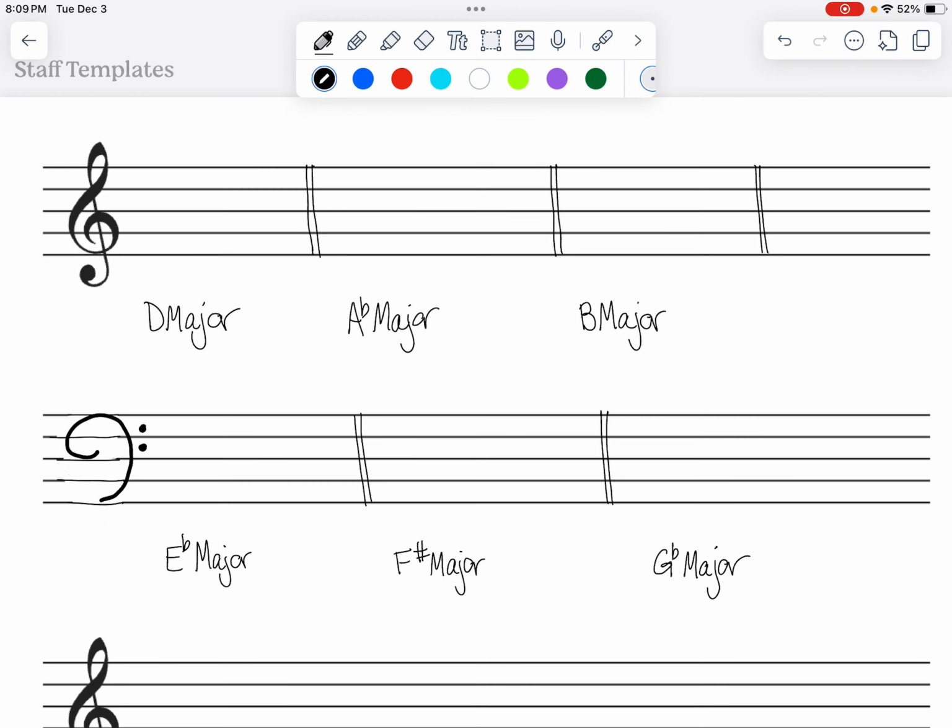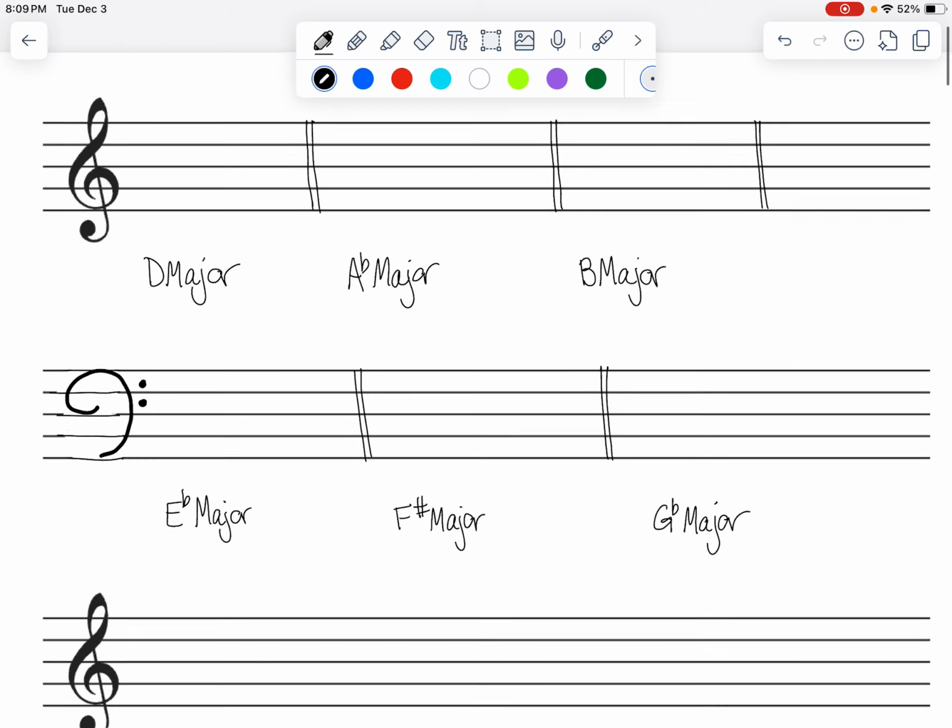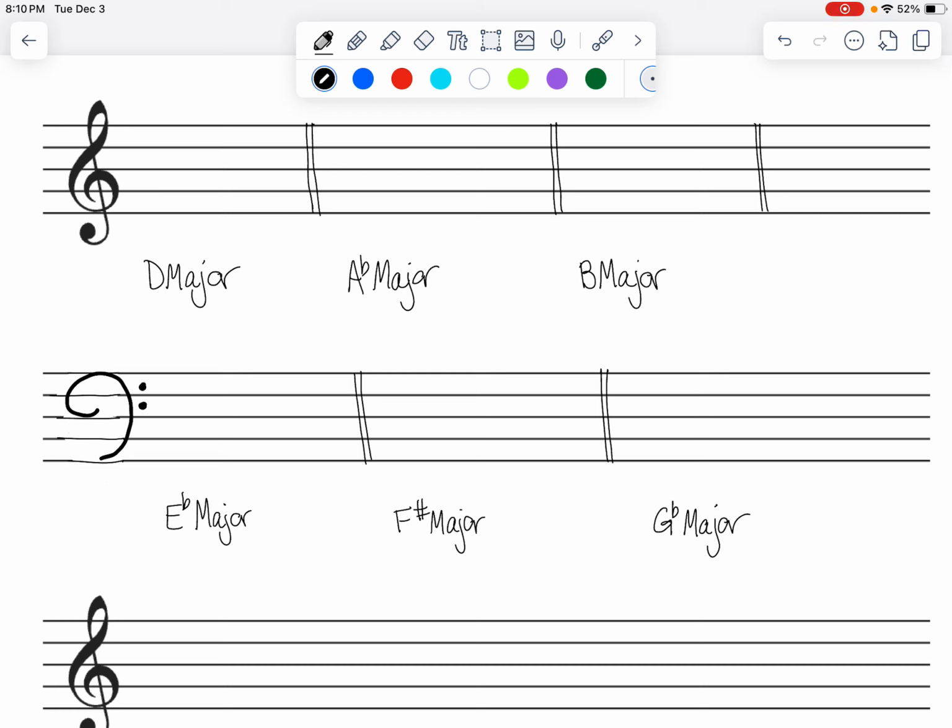Okay, folks, let's work on creating key signatures without a circle of fifths. This is for major key signatures. So the first thing that I'm going to ask anybody to do if they're not using a circle of fifths is to write their order of sharps and their order of flats.